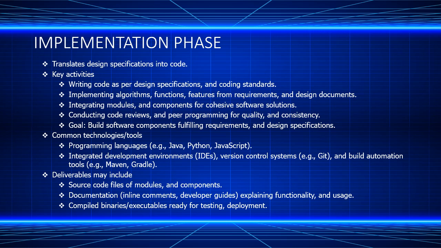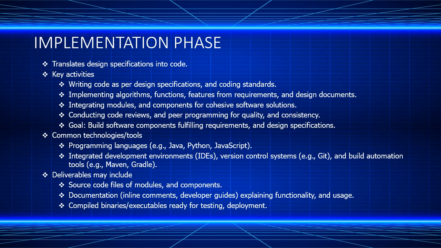Deliverables from this phase are the tangible fruits of our labor. Source code files. The embodiment of our craftsmanship, containing the implementation of modules and components. Documentation. From inline comments to comprehensive developer guides, illuminating the functionality and usage of our code. Binaries or executables. Ready and waiting for the next phases, testing and deployment.